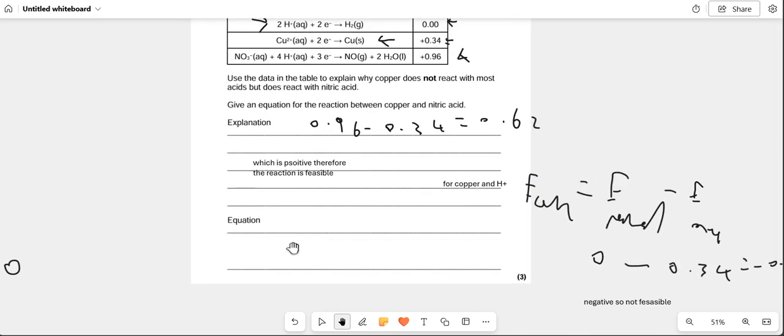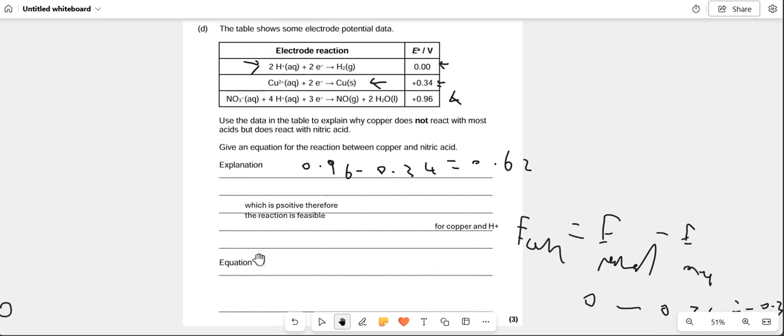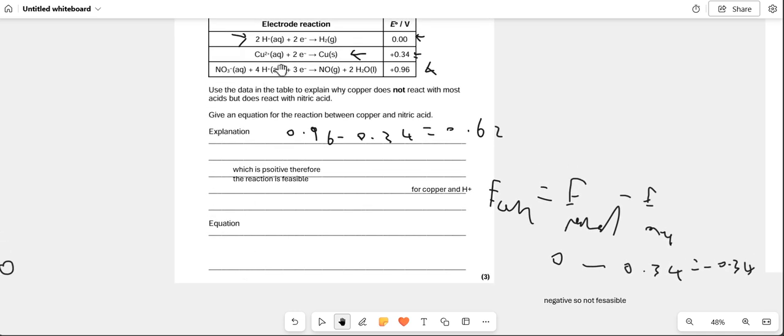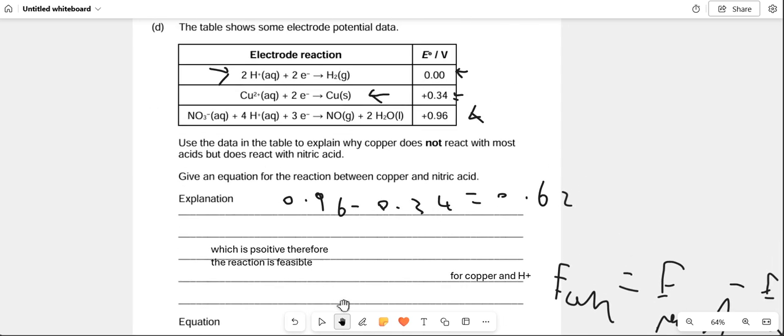So the equation for this here. You need to combine the top and the bottom equation there. I'm just going to do it straight away. Obviously, you need to find a common factor between these two. So you've got 2 here, you've got 3 here. So I'm going to need to times the top one by 3 to get 6 electrons, and times the bottom one by 2 to get 6 electrons.